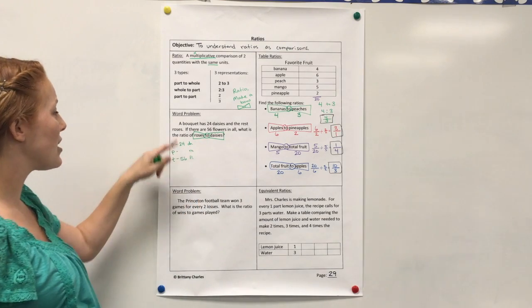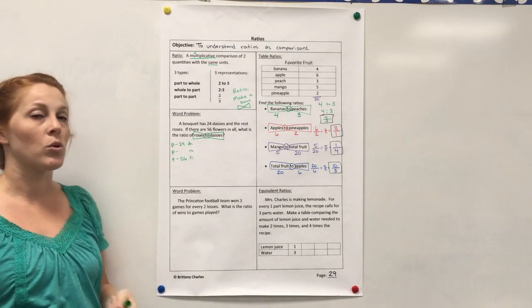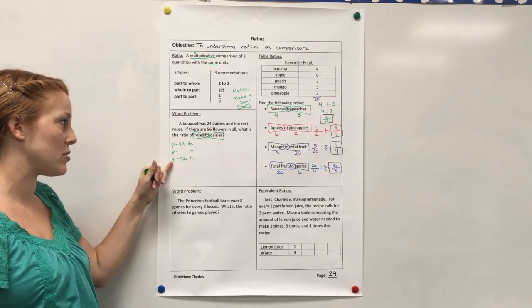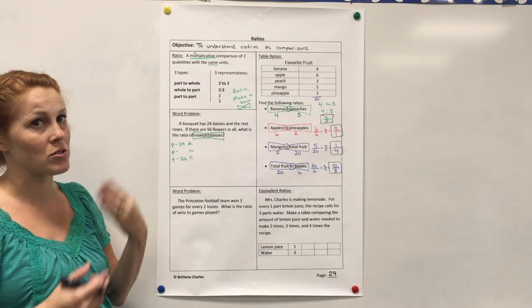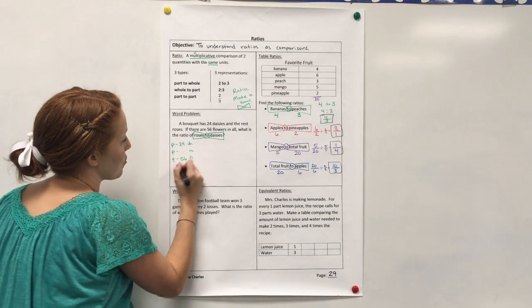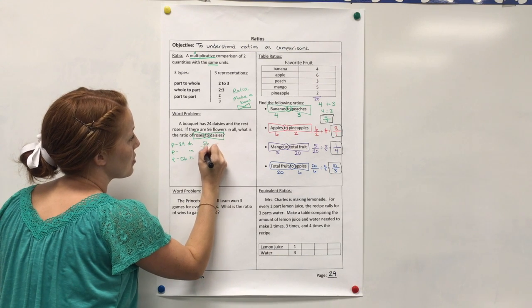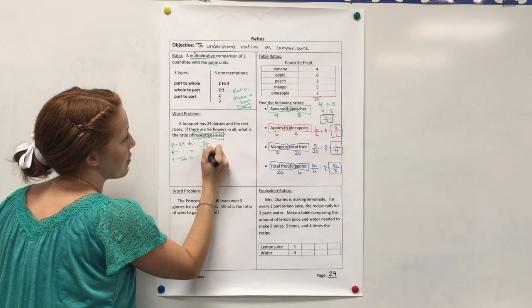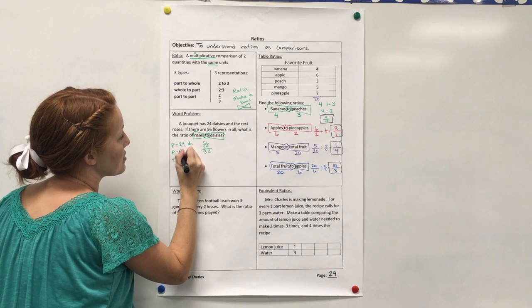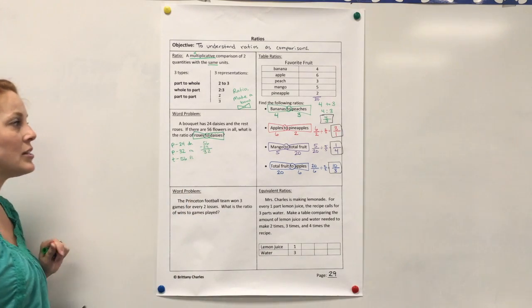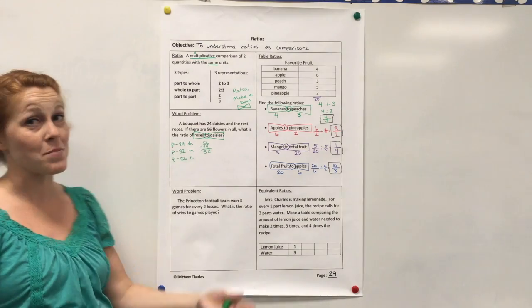Okay, so now I need to figure out, well, what is my other part? Well, if you're missing a part, if you have one part and a total, that means you subtract those to find the other part. So 56 minus 24, that's 2, and 5 minus 2 is 3. So that means I have 32 roses. Now I can actually make my ratio.